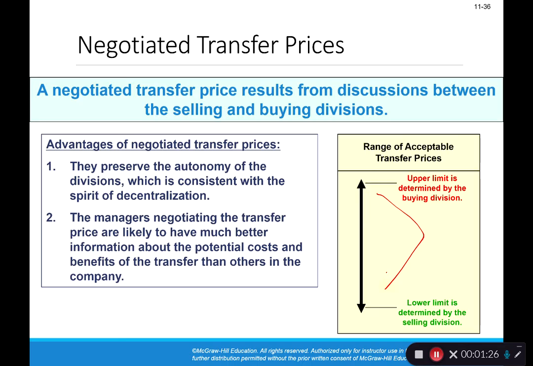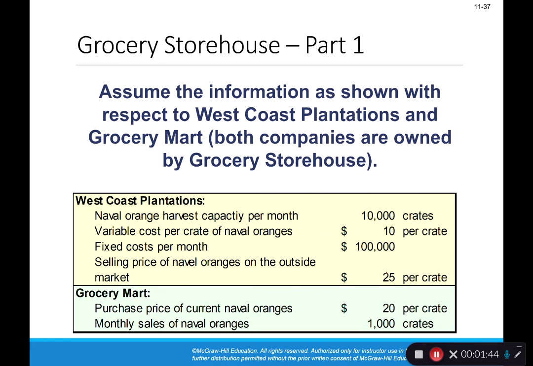So when we talk about transfer pricing, we're really going to play a game of deal or no deal. And we're going to have to figure out if, given the circumstances, would we be able to make a deal to transfer from one division to another and benefit the company overall or not. So to demonstrate this, we're going to go through an example with a grocery storehouse.